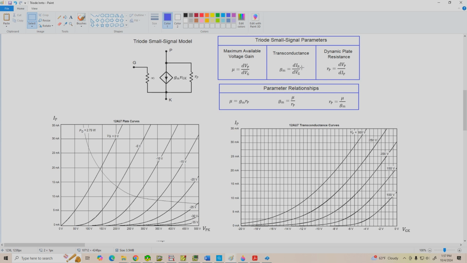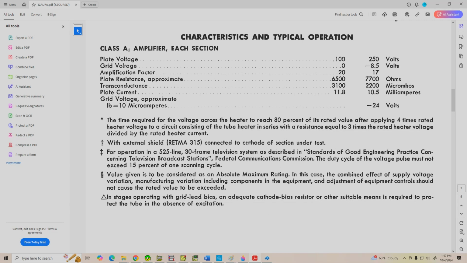Now, all these parameters are listed on the data sheet, and if I call up the 12AU7 data sheet for a second here, we see that, say for a plate voltage of 100 volts, the typical mu is 20. Our typical plate resistance is around 6.5k ohms, and the transconductance is 3100 micromhos, or 3.1 millimhos. At a plate voltage of 250 volts, we've got a typical mu of 17, a plate resistance typically 7.7k ohms, and a transconductance of 2200 micromhos, or 2.2 millimhos.